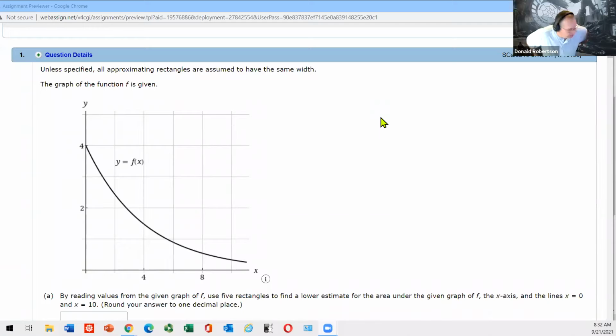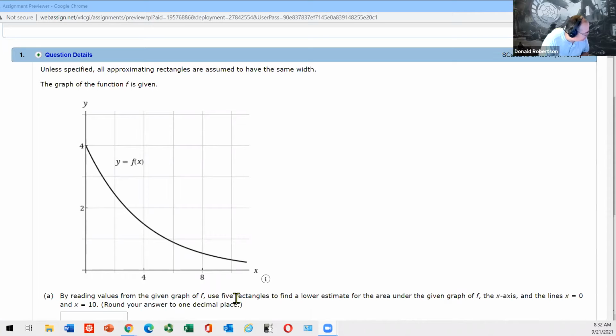I'm going to move over to the screen and we'll see one of these examples from the homework. Here is a decreasing function. It starts at 0. I believe it finishes at 10. Read your answers from the graph, which is going to be a bit of a problem for me, and use 5 rectangles. Although you cannot see what I'm doing right now, I'm just writing it down. I'm writing n equals 10 down.